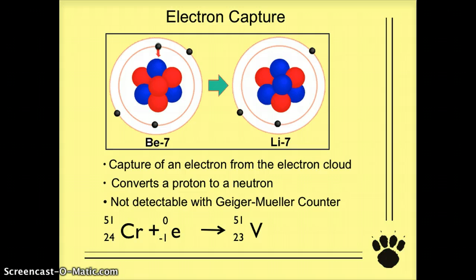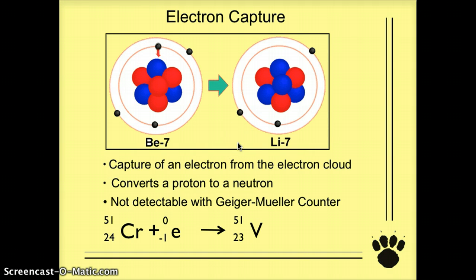Now, this is an example of a nuclear reaction. We have electron capture. Think about what the word capture means. To me, capture means to grab onto, to take in. So electron capture is when the nucleus of an atom captures an electron, steals it out of the electron cloud. And you can see that here in the picture where the electron is coming out of the electron cloud and becoming part of the nucleus.